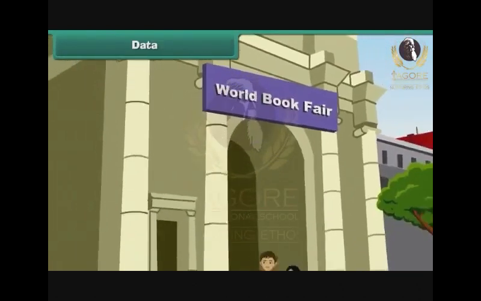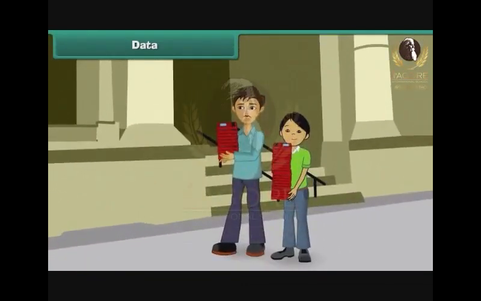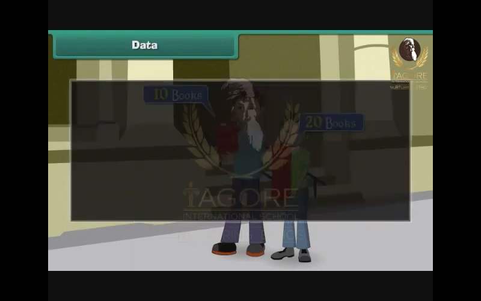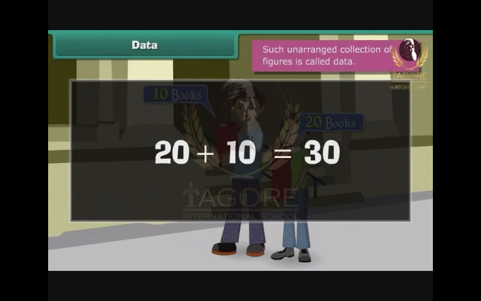Data. Ravi and his father are returning home from the World Book Fair. Ravi has bought 20 books at the fair. His father has bought 10 books. In all, there are 30 books. The figures 20, 10 and 30 are unarranged. So, such unarranged collection of figures is called data.